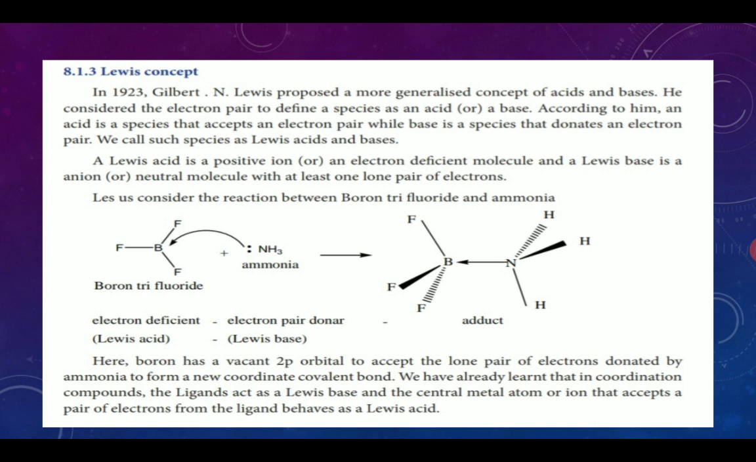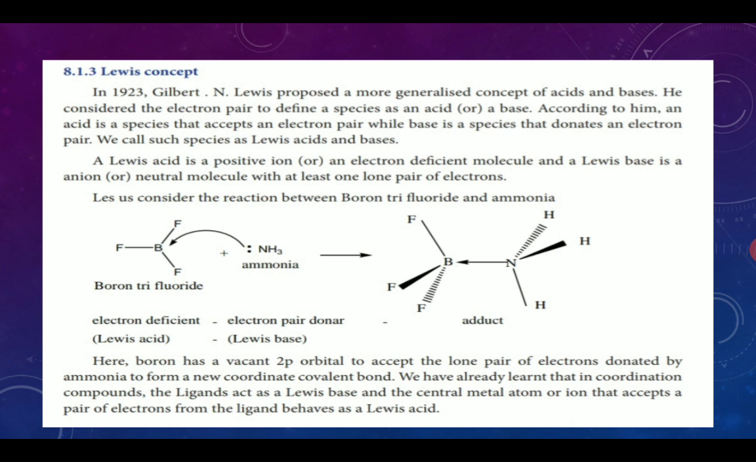And then we are coming to the third theory, that is the Lewis concept. This Lewis concept was proposed by Gilbert N. Lewis in 1923, a more generalized concept of acids and bases. He considered the electron pair to define whether a species is an acid or a base. According to him, and please note it down, an acid is a species that accepts an electron pair, while a base is a species that donates an electron pair.